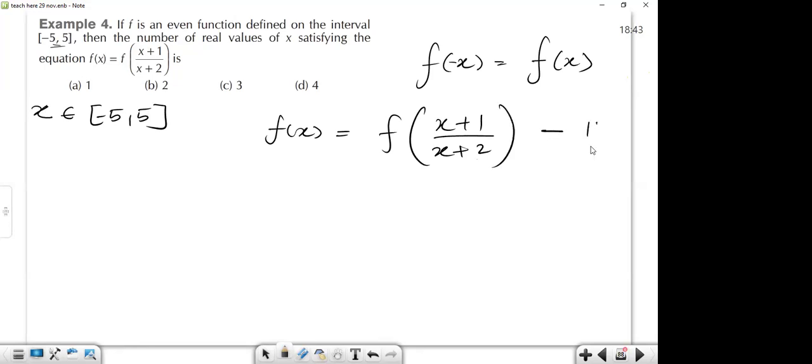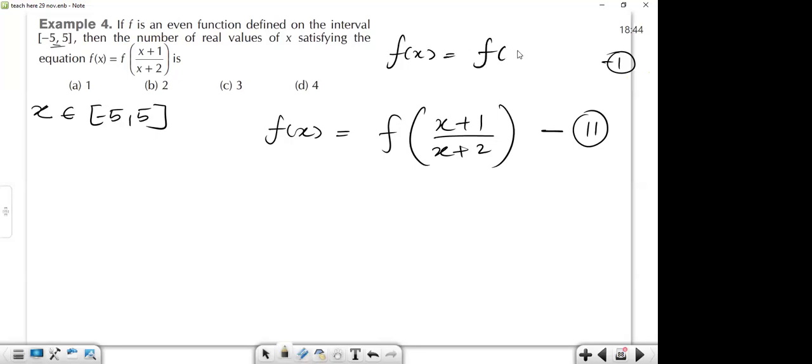Now, from observing the second equation and the first equation, we can observe one pattern. Let me write it in a different manner. We just change the LHS and RHS. This is also an even function, right? So we have just switched LHS and RHS. Now, if we observe these two, here is x, and here is minus x. So let's only compare the variables. On comparing, x must be equal to this.